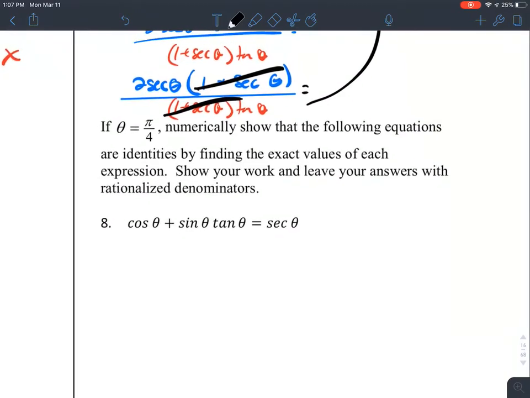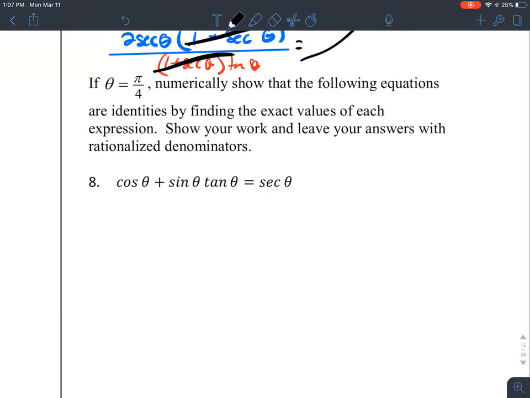Number 8. If theta equals pi over 4, numerically show that the following equations are identities by finding the exact values of each expression. Show your work and leave your answer with rationalized denominators.